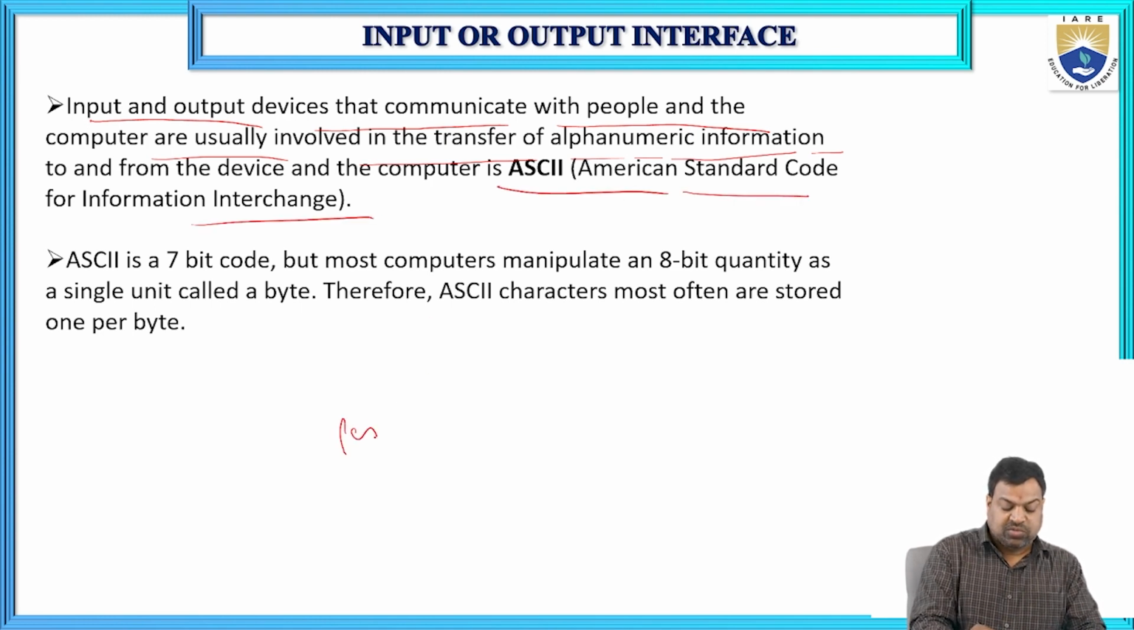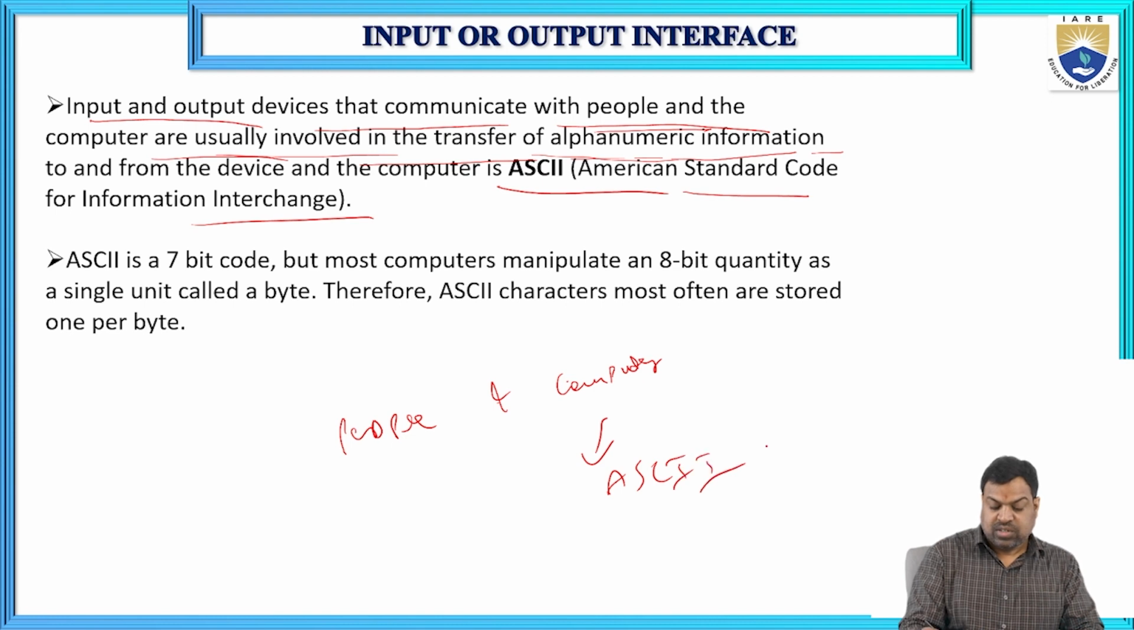So what are the communications with people and the computer? People and the computer. So we are defining with ASCII, American Standard Code for Information Interchange, between the people and the computer. So ASCII is a 7-bit code, but most computers manipulate an 8-bit quantity as a single unit called a byte. Therefore, ASCII characters most often are stored 1 per byte.